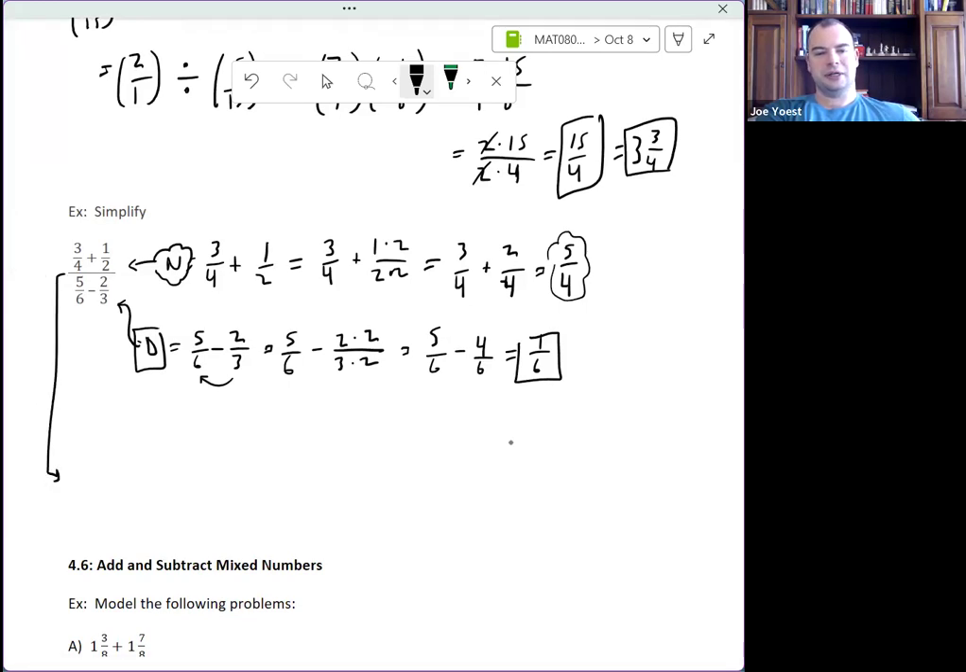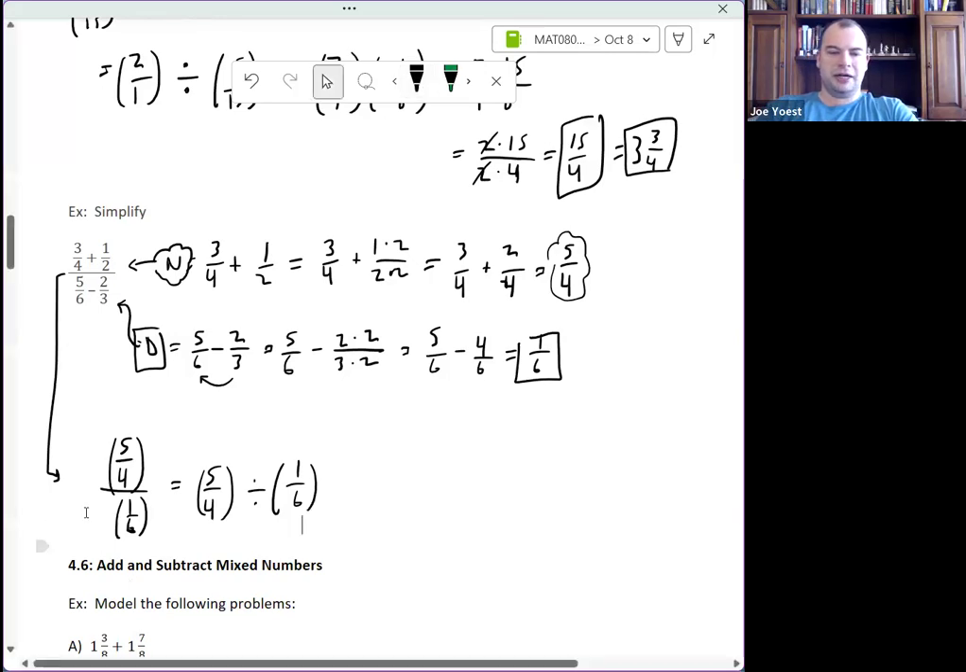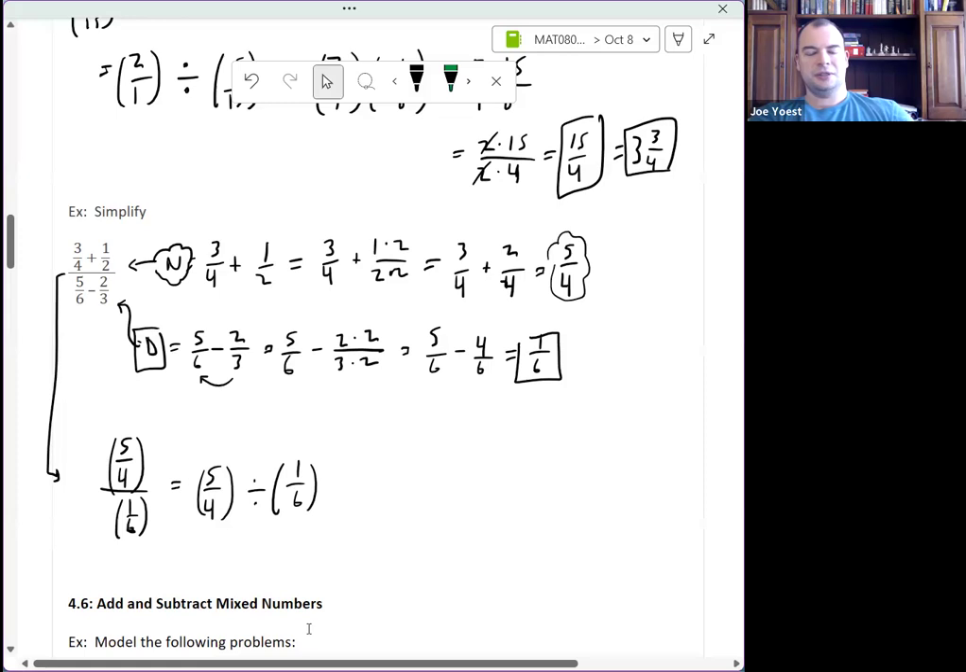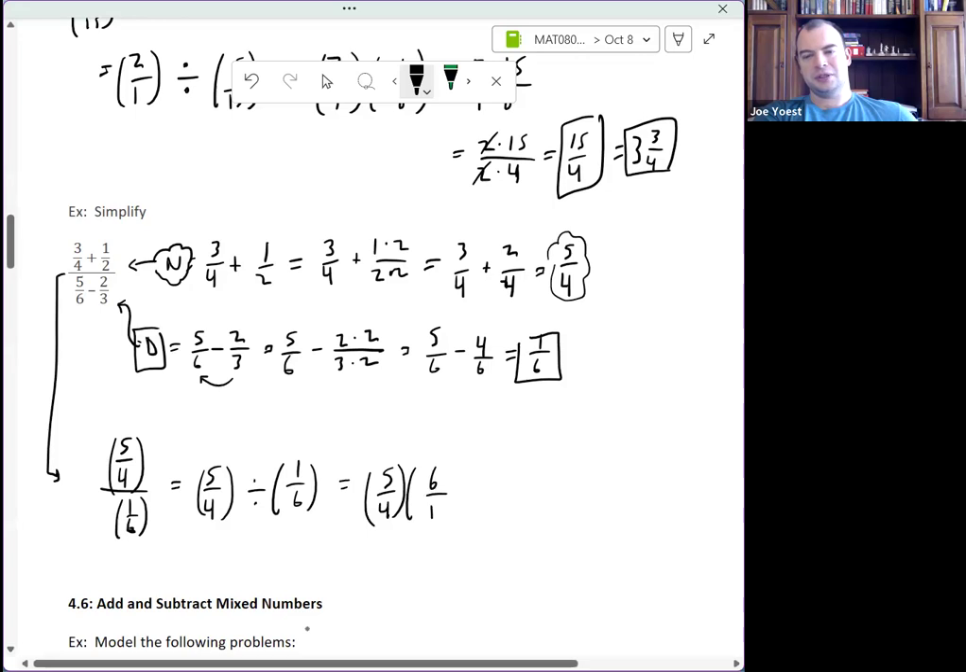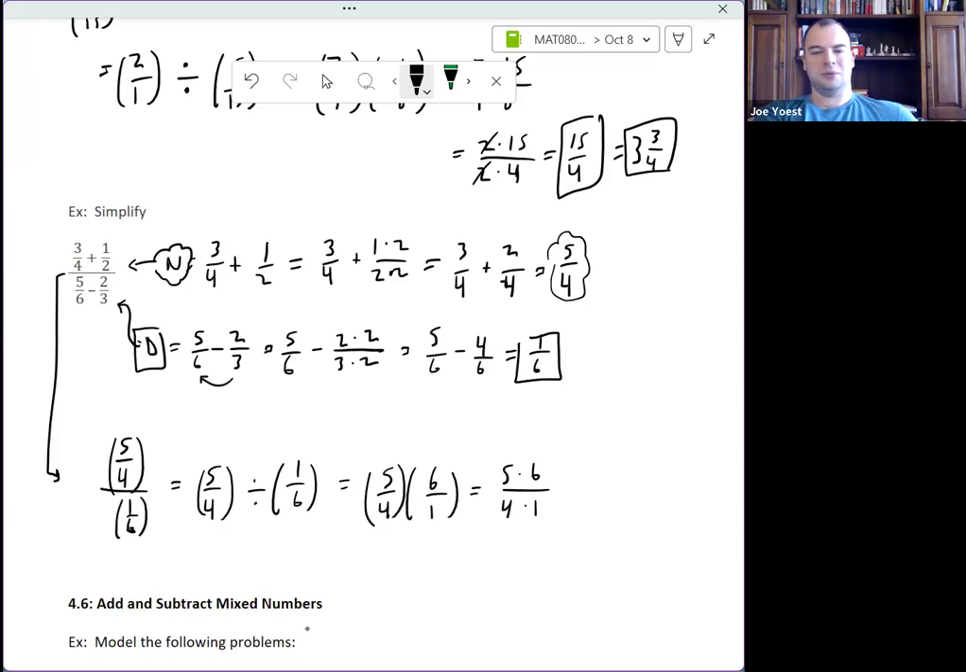So this whole fraction, what does it turn out to be? It turns out to be 5/4 over 1/6. And again, I can think of this as 5/4 divided by 1/6. If I write it this way, it's a little clearer what the next step should be. I want to invert and multiply. 5/4 times 6 over 1, or that's 5 times 6 over 4 times 1.